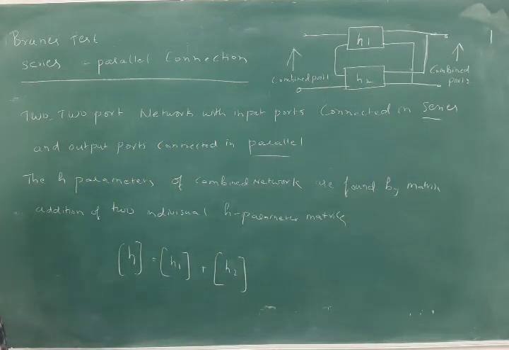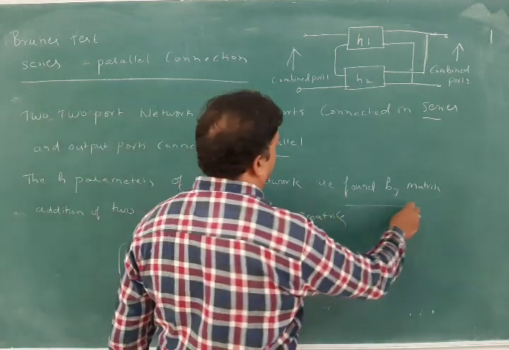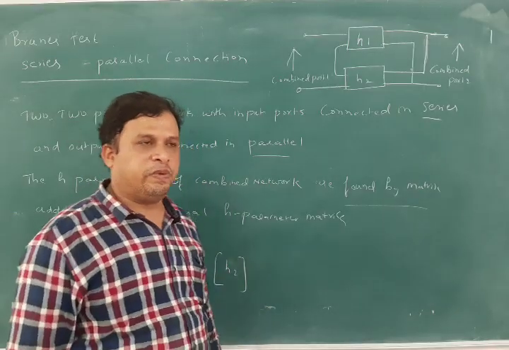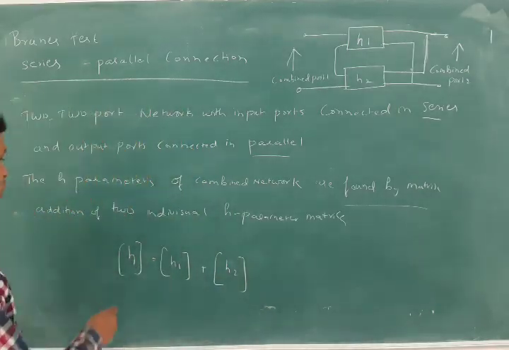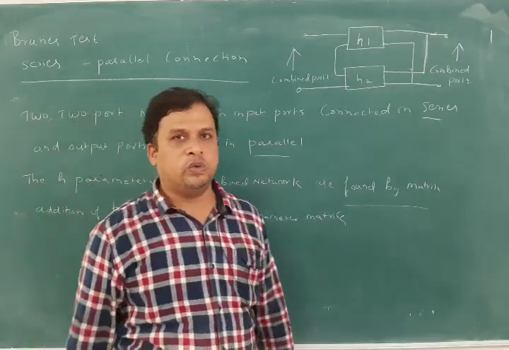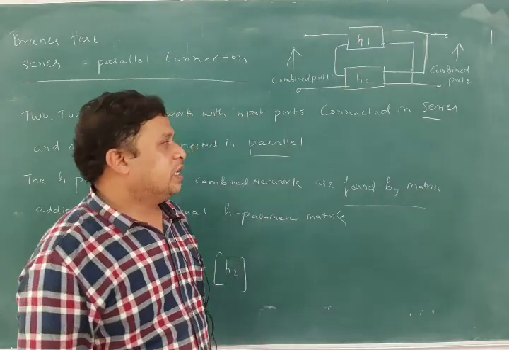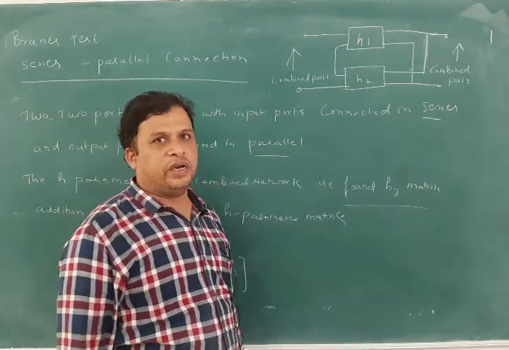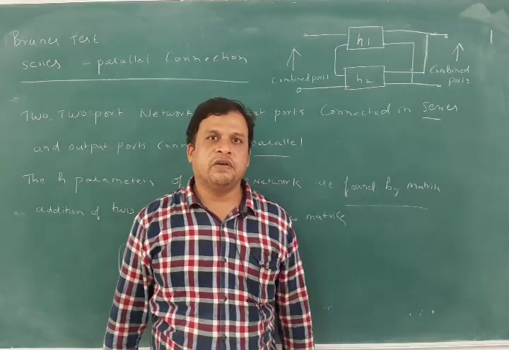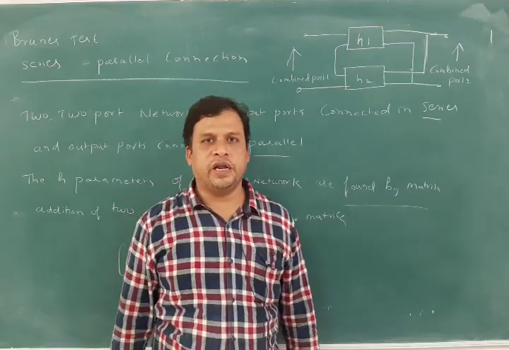Now the H parameters of the combined network are found by the matrix. How are they found? By adding the matrices, we get the H parameters, like H is equal to H1 plus H2, where H1 and H2 are 2 by 2 matrices. We will see how these connections are made for this series parallel network, and how the rules of the Brune's test are satisfied for making this connection a permissible series parallel connection in the H parameters.